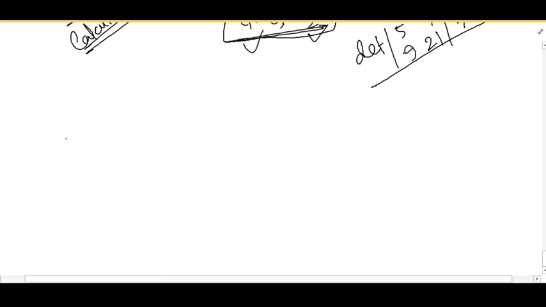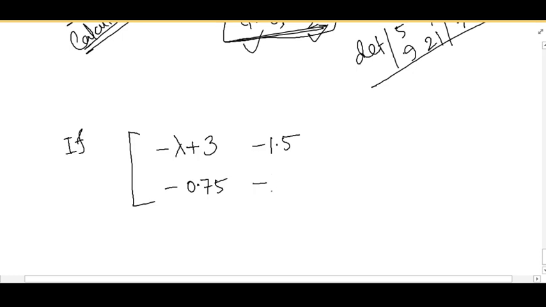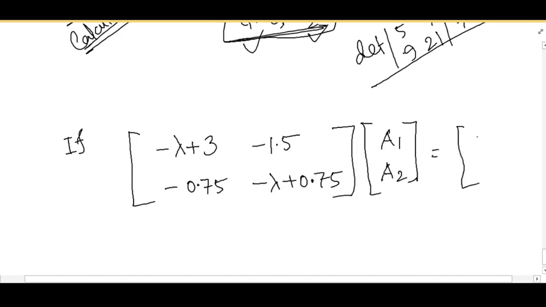Say, for example, if I say that two equations are like (lambda + 3) minus 0.75, minus 1.5, (minus lambda + 0.75), this is a matrix, and this one is a1 a2 equals 0 0. So this is a case where all the right side constant values are equal to 0 in these two equations, and also there are two variables a1 and a2, and this is the matrix.